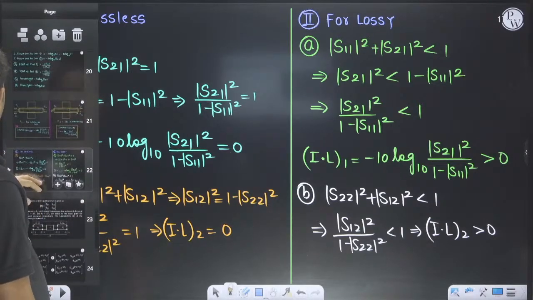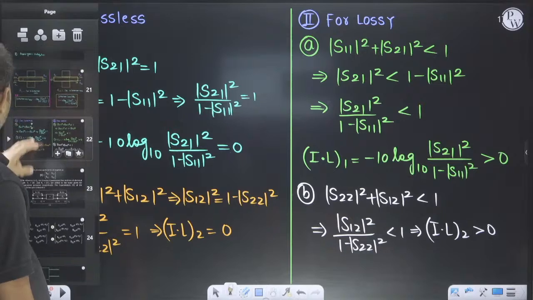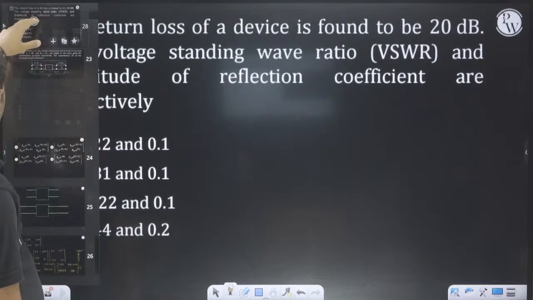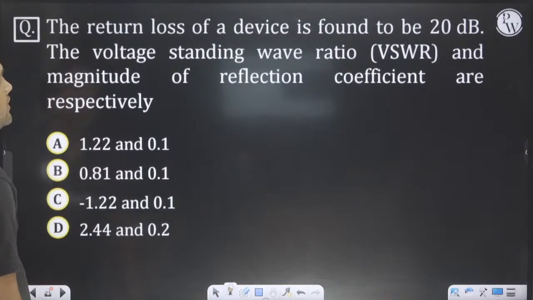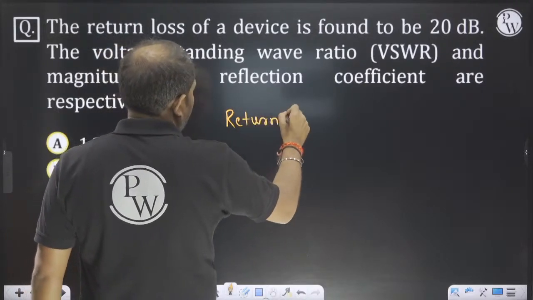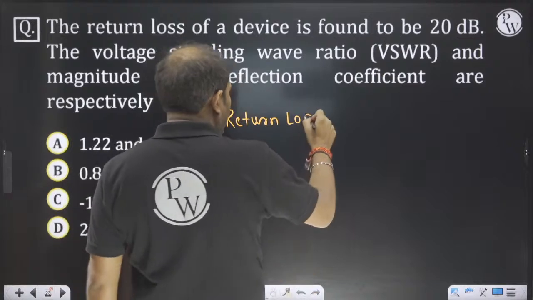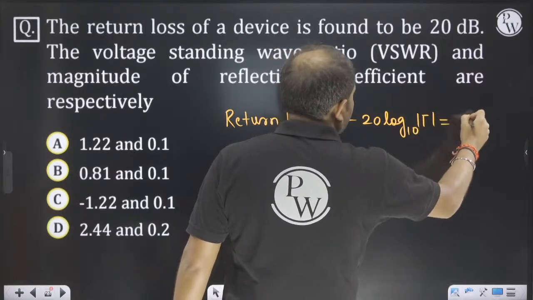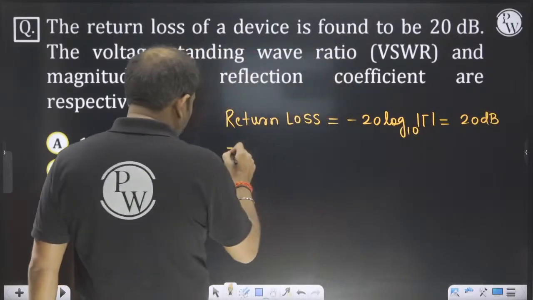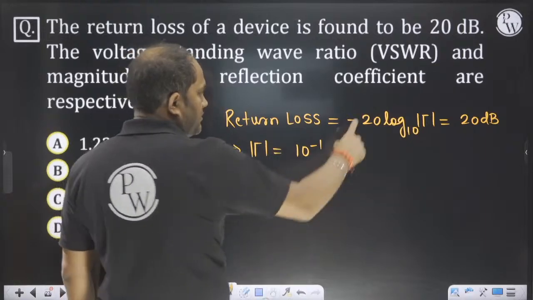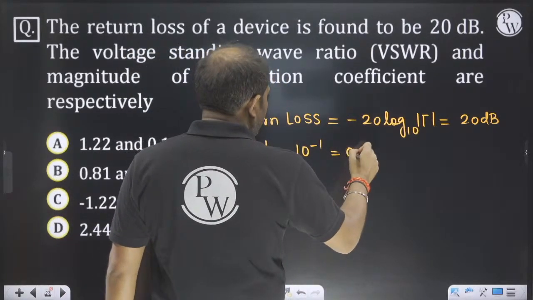After insertion loss you have solved the return loss. Then I will go through one question. The return loss of a device is found to be 20 dB. So return loss in dB is equal to minus 20 log 10 of the magnitude of the reflection coefficient, and it is equal to 20 dB. So the magnitude of the reflection coefficient will be 10 to the power minus 20 divided by 20, so it will be 10 to the power minus 1, which is 0.1.